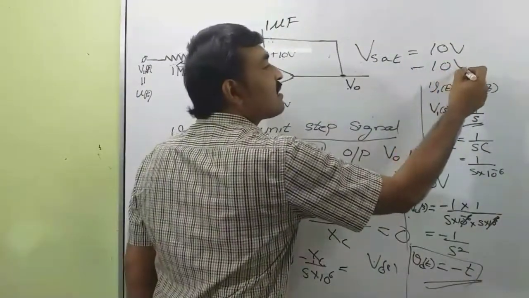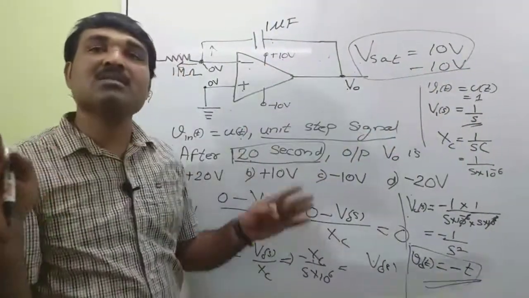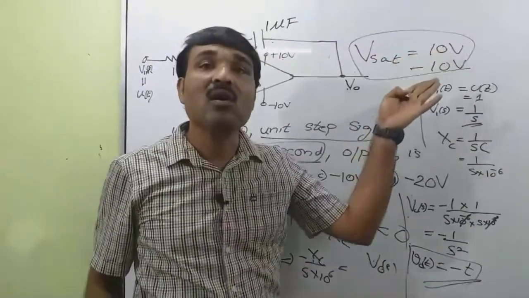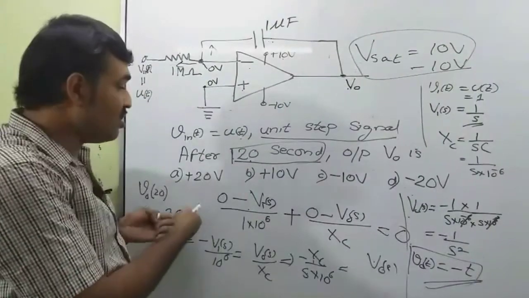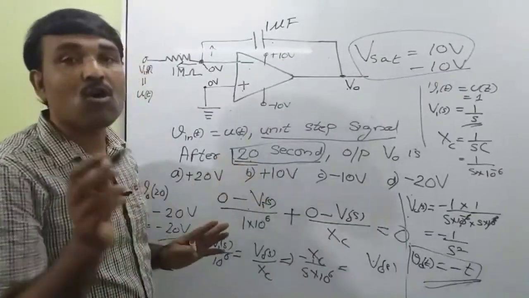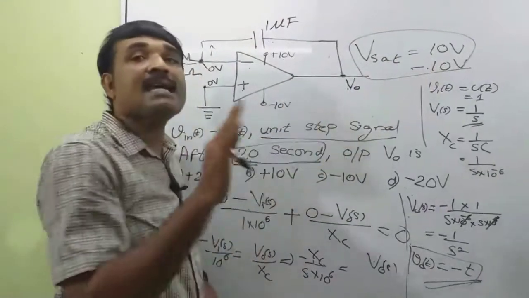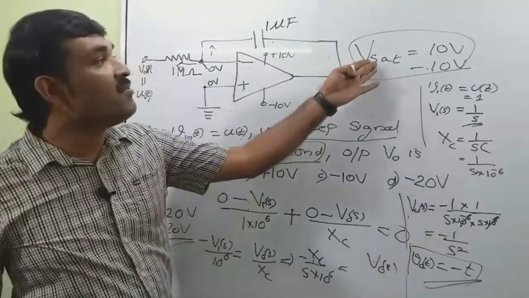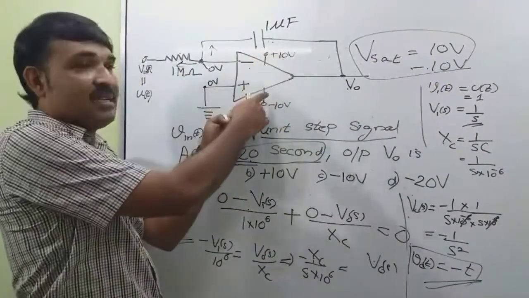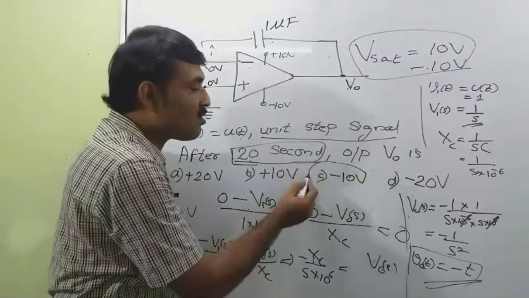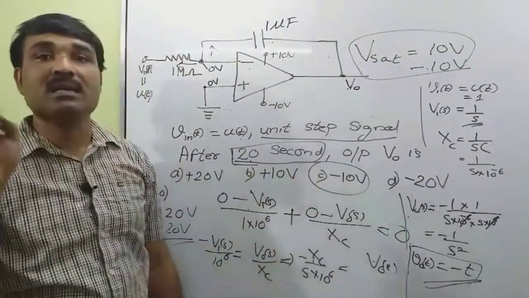The output has a maximum value of either 10 volt or minus 10 volt. So it will never be equal to minus 20 volt. So after 20 seconds, the output should be equal to minus 10 volt, since Vsat is equal to minus 10 volt, as given plus 10 volt and minus 10 volt. So the answer is option C, not option D.